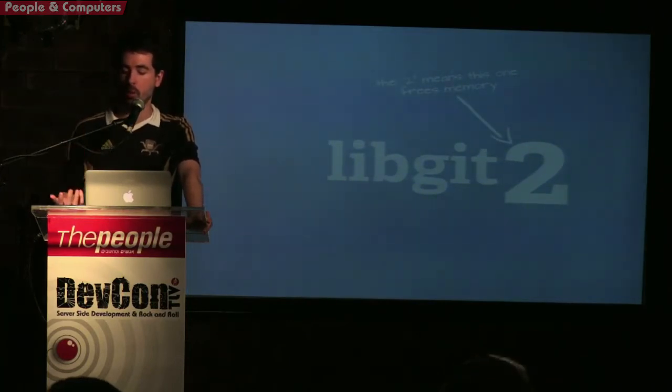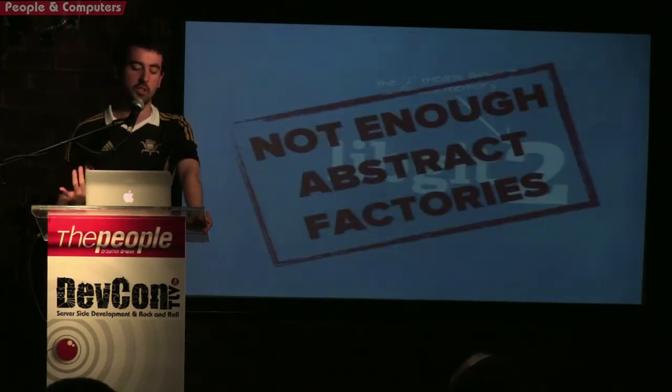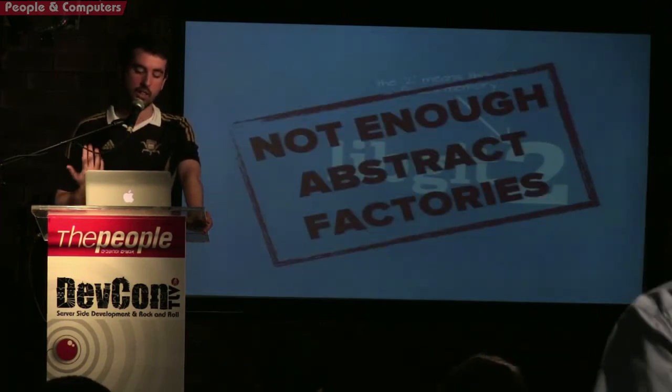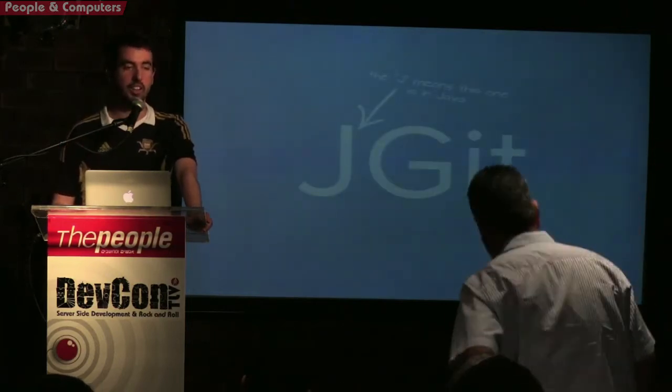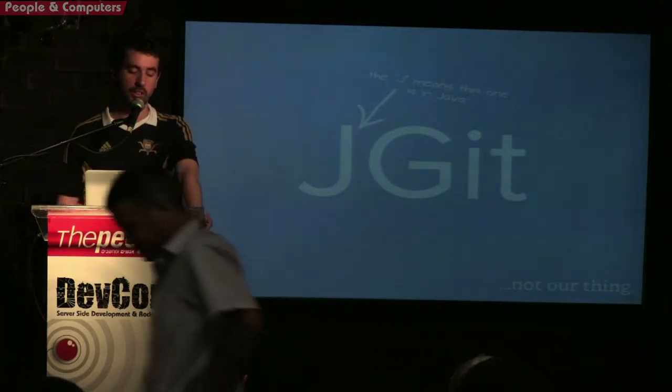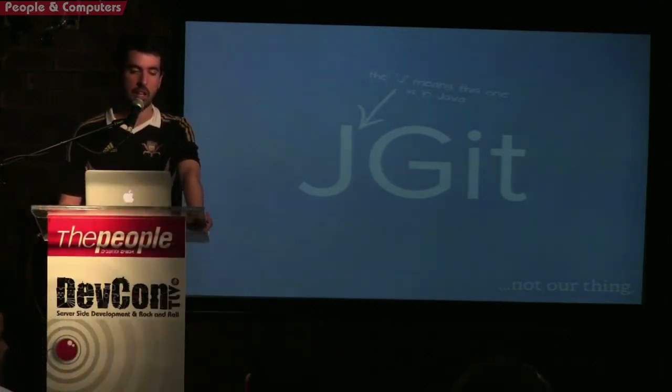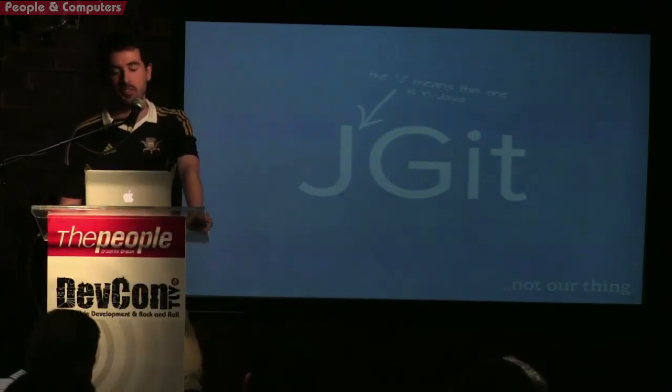But then some people, actually there were people from Google, woke up one day and said, well, libgit2 has a problem, which is that it doesn't have enough abstract factories. So they said, how can we fix this? And they said, oh, it's okay, we can use Java. So JGit was born. The J stands for Jesus. I can't believe we need that many abstract factories here.